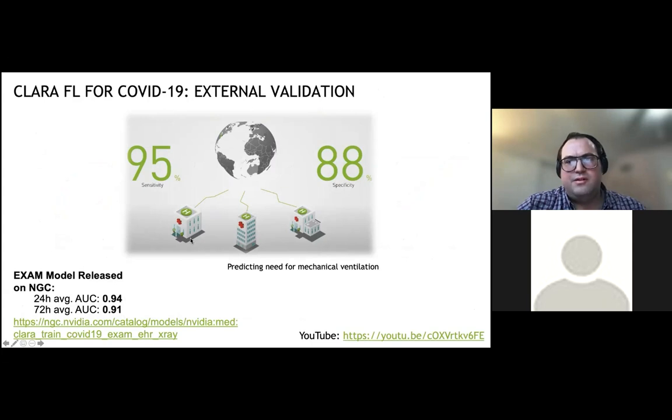We then released the model and also took that final global model to evaluate on an external test set from several hospitals, where we achieved 95% sensitivity and 88% specificity for predicting the need for mechanical ventilation. So if you're interested, there's a nice video talking about this model and the development. And we also released the model on our NGC cloud.